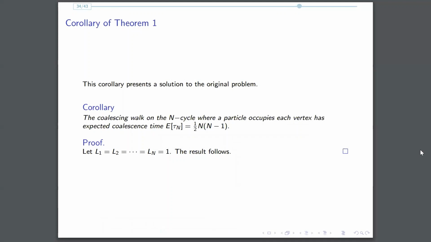And I would like to present why we prove this theorem, because this theorem presents a solution to the original problem with this corollary. The corollary is that the coalescing walk on the n cycle, where a particle occupies each vertex, has expected coalescing time: the expected value of tau n equals half n minus 1. And the proof is very simple. You just let L1 equals L2 all the way to Ln all equal 1. And then when we use the formula, the result follows.